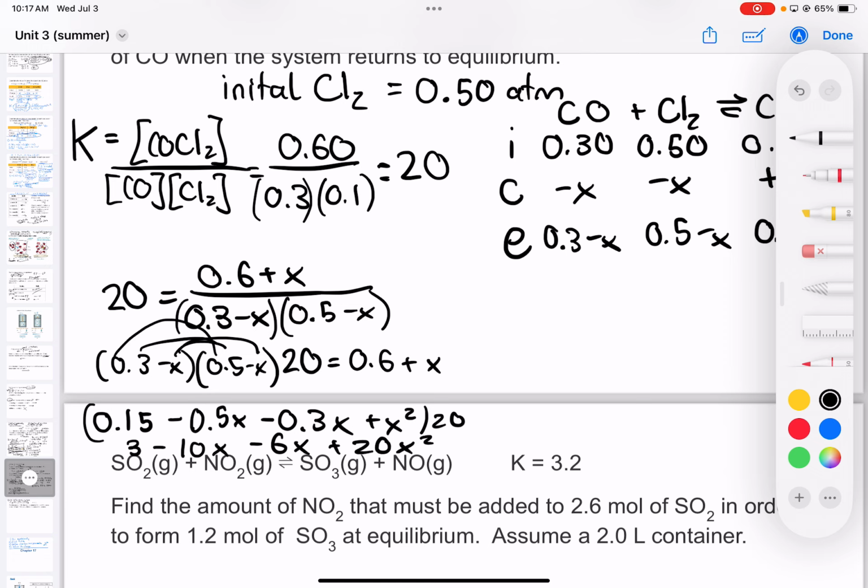Okay, so 20x squared, and then we still have 0.6 plus x on that side. So now I need to move that stuff over and combine like terms. So 0 equals, I'm going to subtract the 0.6, so 2.4 here, and then combine minus 10, minus 6, and minus 1 from the other side. So minus 17x plus 20x squared.